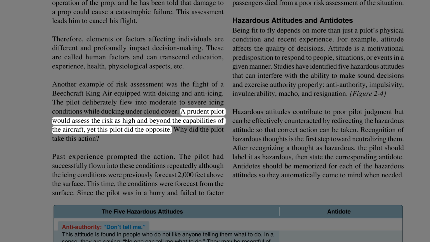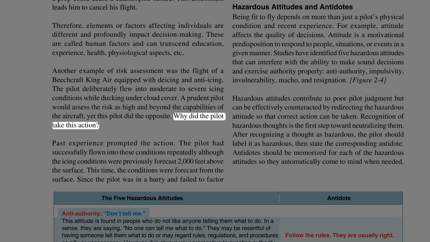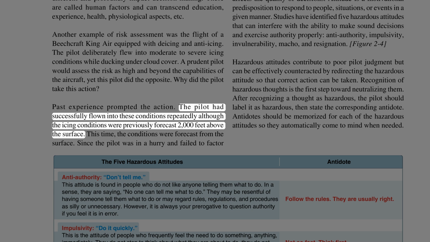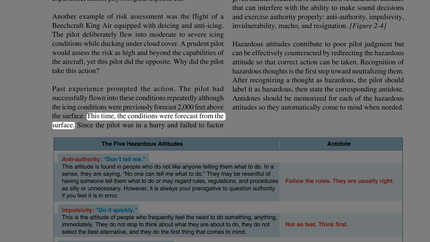Yet this pilot did the opposite. Why did the pilot take this action? Past experience prompted the action. The pilot had successfully flown into these conditions repeatedly, although the icing conditions were previously forecast 2,000 feet above the surface. This time the conditions were forecast from the surface.